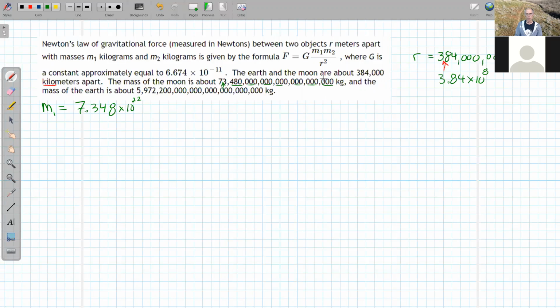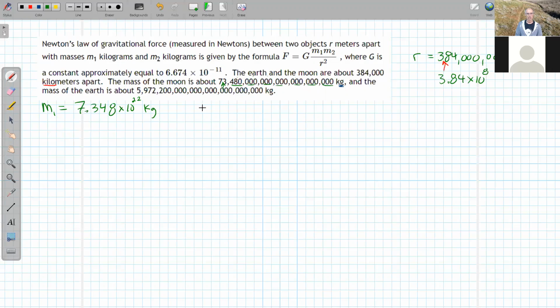Try to count by 3. Some days I'm good at that. 3, 6, 9, 12, 15, 18, 21, and one more place is 22. Okay, I think I did that right. If you guys disagree with me, please shout out, let me know. So that's the mass of the moon in kilograms in scientific notation.